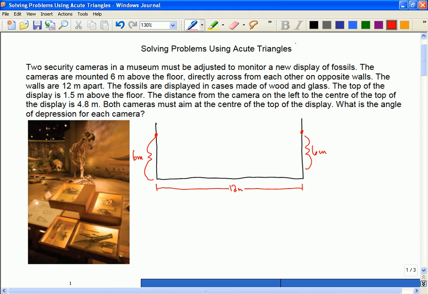And there's a display case made of wood and glass. The top is at 1.5 meters above the floor. So we're going to put this display case somewhere on the floor. We don't know exactly where it is, but we can label some of the stuff here. It says the top is 1.5 meters above the floor. So I know that this height here is 1.5 meters.